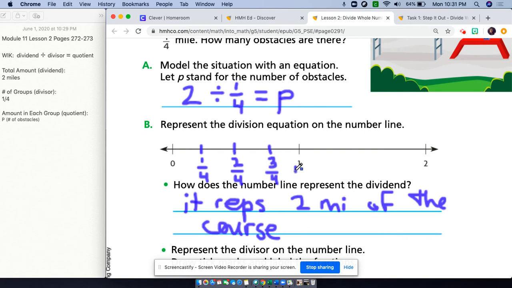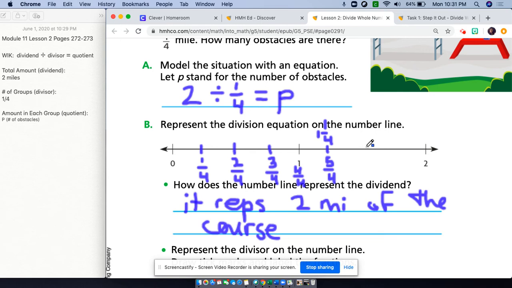If you want to rewrite it, you can say 4/4, which is 1. This over here would be my 5/4, or you could say 1 and 1/4.